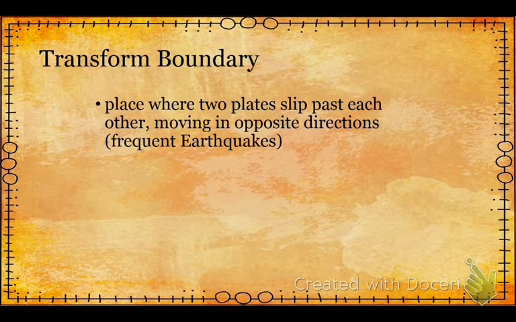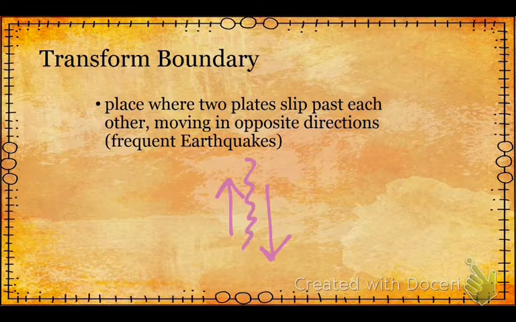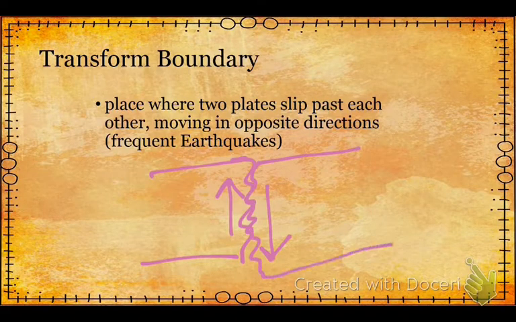A transform boundary is a place where two plates slip past each other, moving in opposite directions. So these are very frequent at earthquakes. So if you think about it, it's like one plate's moving that way and one plate is moving that way. Okay? So here's one part of the crust and then here's the other part, and they're moving in opposite directions.